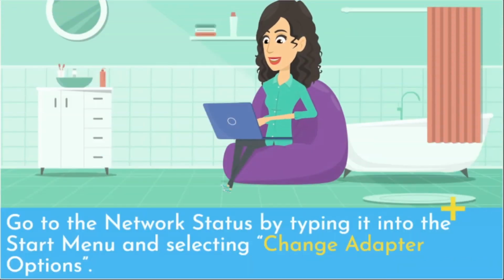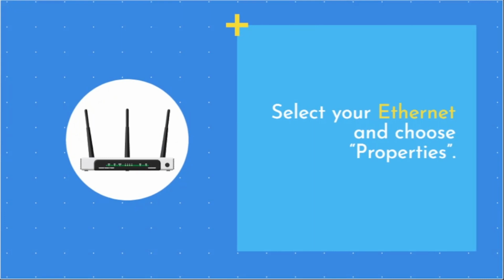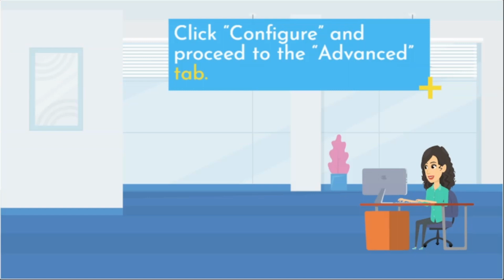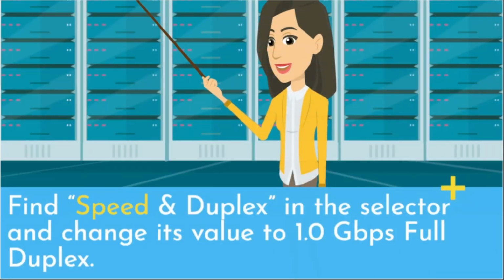Go to the network status by typing it into the Start menu and selecting Change Adapter options. Select your Ethernet and choose Properties. Click Configure and proceed to the Advanced tab. Find Speed in Duplex in the selector and change its value to 1.0 gigabits per second full duplex.